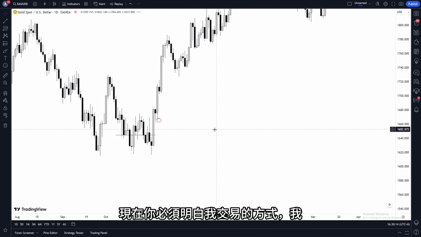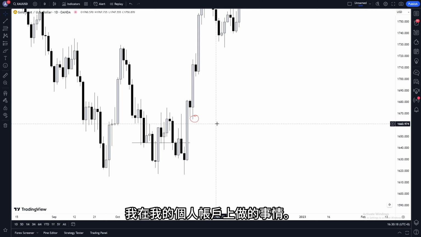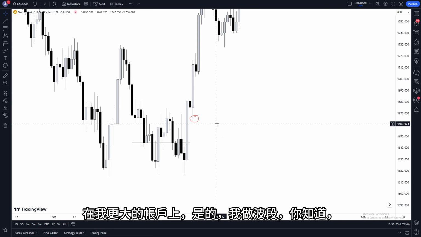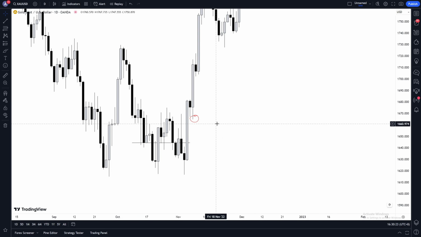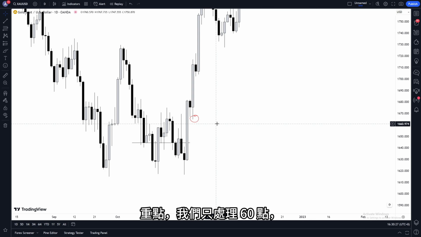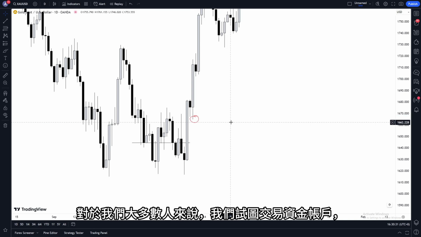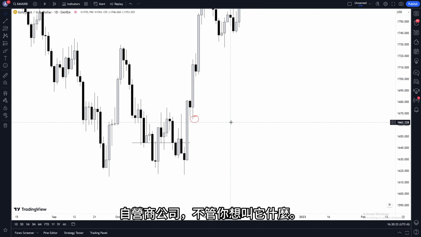All right. Now you have to understand the way I trade for just 60 pips, 100 pips. And this is something I do on my personal accounts. On my bigger accounts, yes, I do swing, 300, 1000 pips even on a position trade. But coming back to the point, we're only dealing with 60 pips, right? For most of us, we're trying to trade funded accounts, prop firms, whatever you want to call it. So we don't take too many pips.